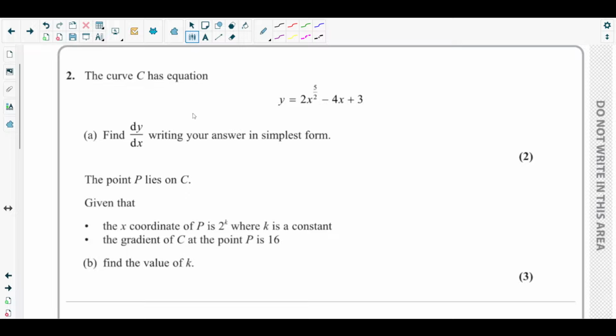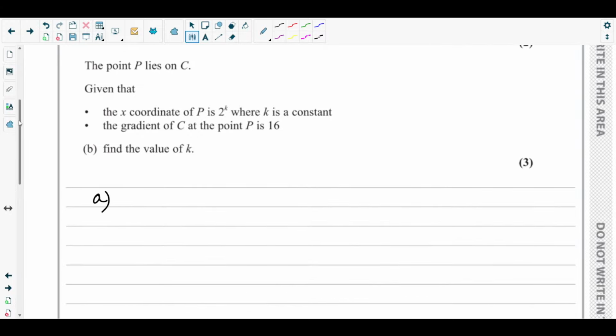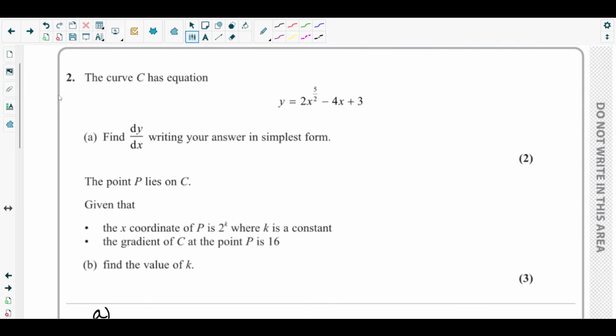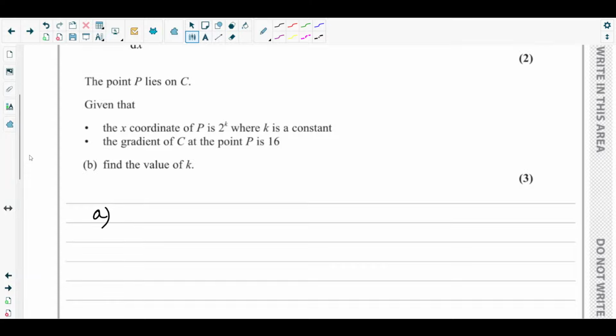So we have the equation for the curve. We just need to differentiate. If you remember the rule for differentiation, the process for finding the derivative of a function, we multiply the coefficient by the power of the variable, and then from the power of the variable we subtract 1. That's the general rule for differentiation.